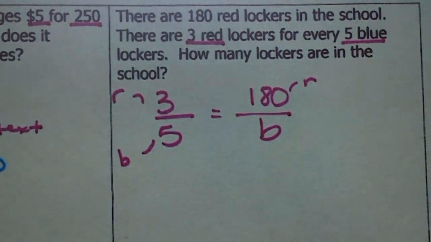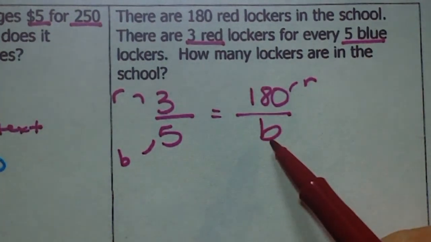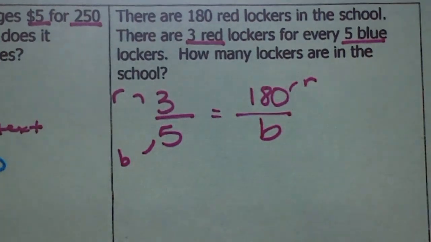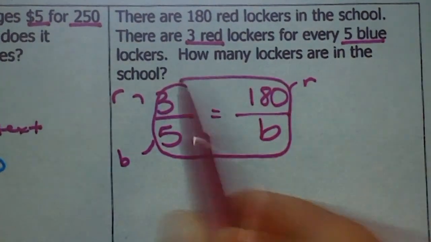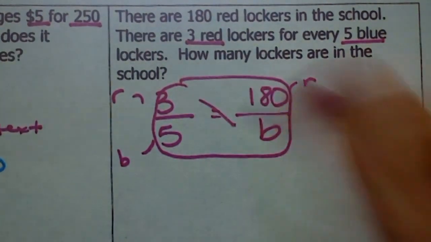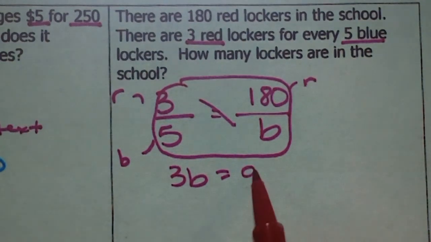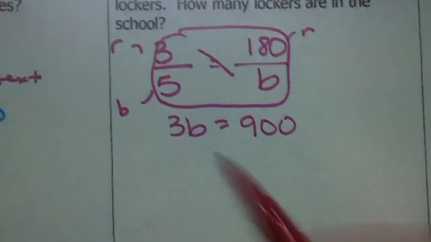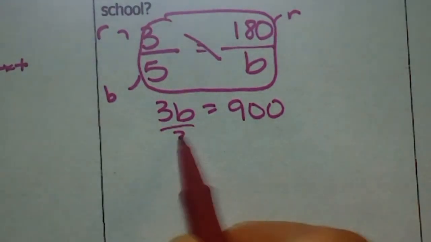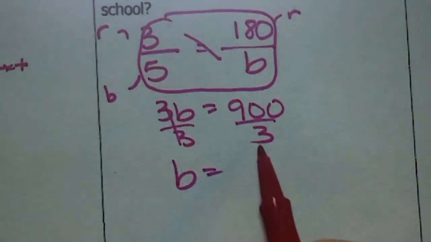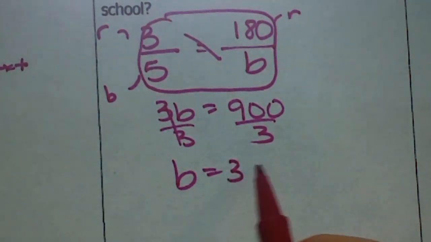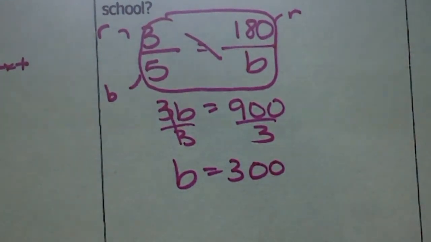Now the question is how many lockers are in the school. If I know how many blue lockers there are in the school, then I can add that to the red and answer the question. But I have to figure out how many blue lockers there are first, which means I need to solve this proportion. So we're going to take 3 times B, which is 3B, and you're going to take 180 and multiply it by 5, which is 900, and solve that. So in order to solve this, we're going to divide by 3. And B equals, 3 goes into 9, 3 times, 2 zeros left over. There are 300 blue lockers.